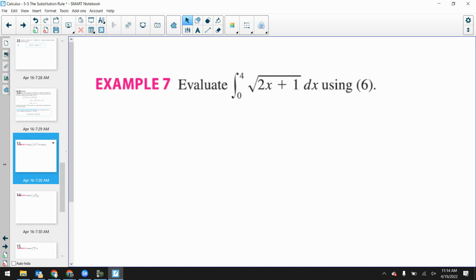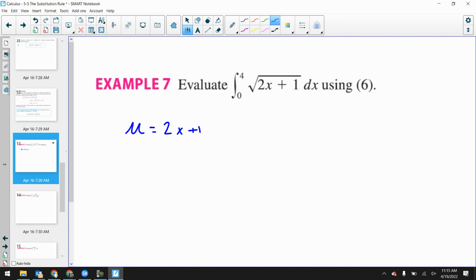Definite integral of the square root of 2x plus 1 dx, from 0 to 4. So what do you think my u is going to be in this case? 2x plus 1? Pretty logical guess here. U is 2x plus 1. So now I chose my u. I'm going to differentiate now.